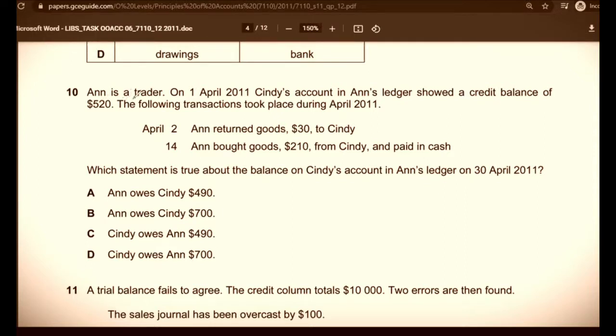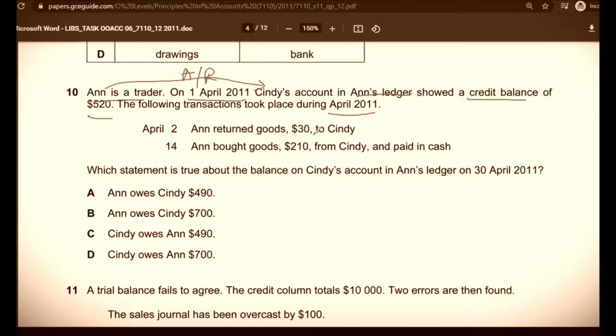Multiple choice 10. Anne is a trader. On 1st April 2011, Cindy's account in Anne's ledger showed a credit balance of 520. So Anne is the trader and Cindy is the accounts payable because Cindy has a credit balance in Anne's account. The following transactions took place during April 2011.